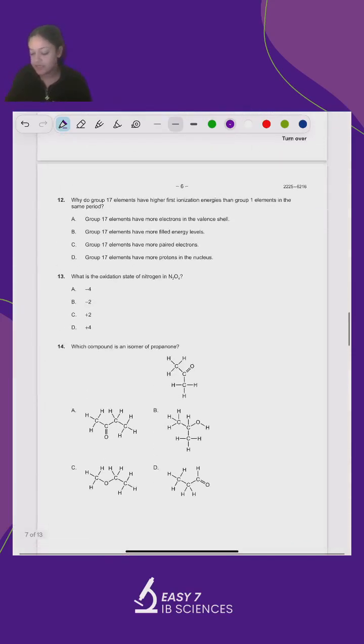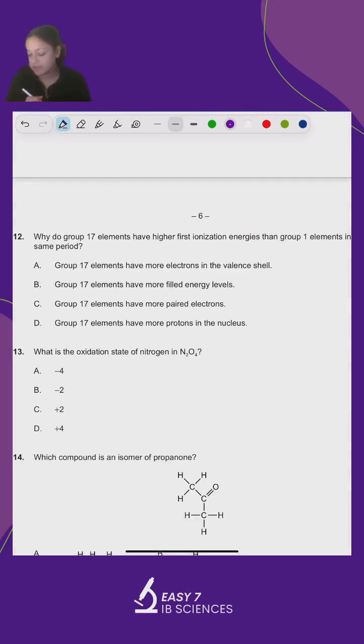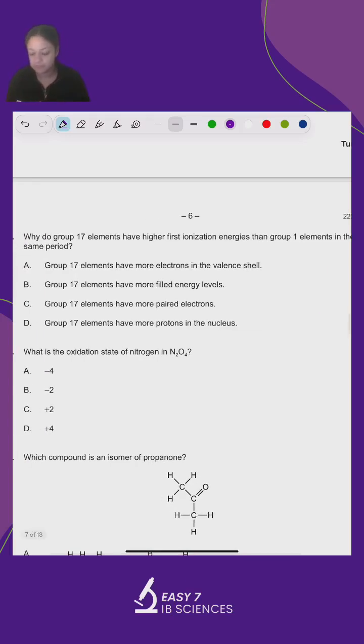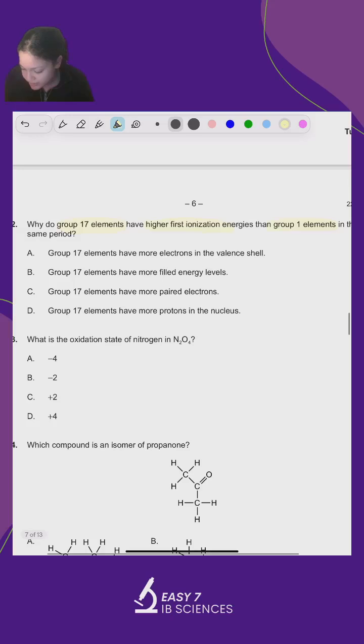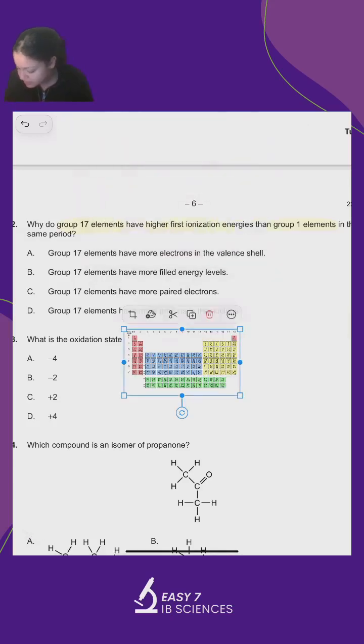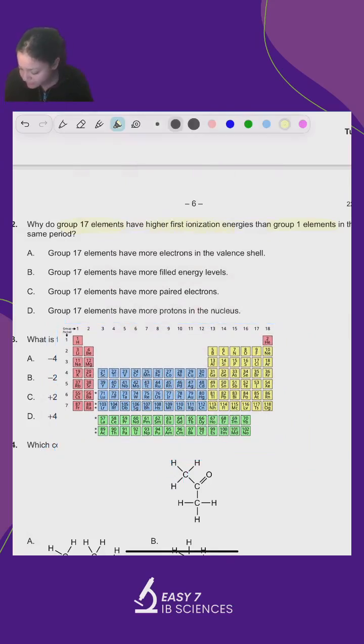Okay, perfect. Next question. Why do group 17 elements have higher first ionization energies than group 1 elements in the same period? So let's have a look at our periodic table again, which is just around here. It's saying group 17 elements, which are these ones here, let me highlight it better. These ones have a higher first ionization energy than the group 1 elements. Why do you guys think that that's true?